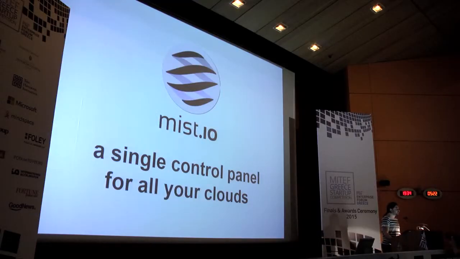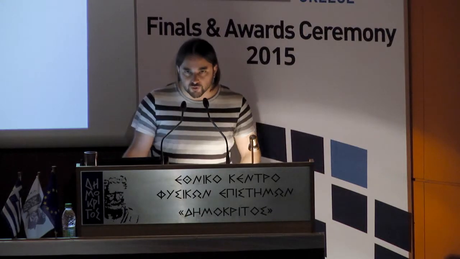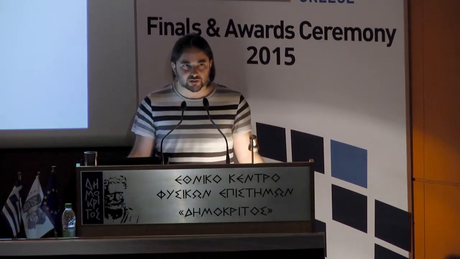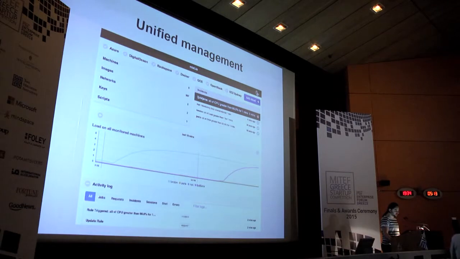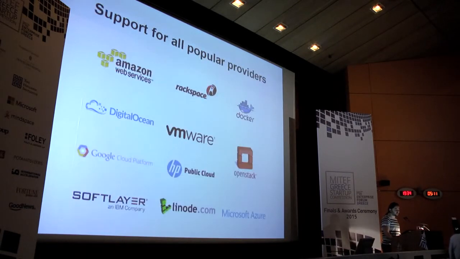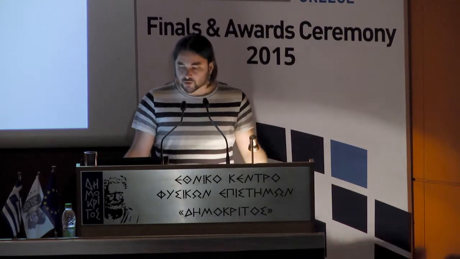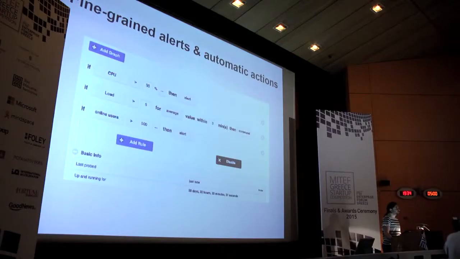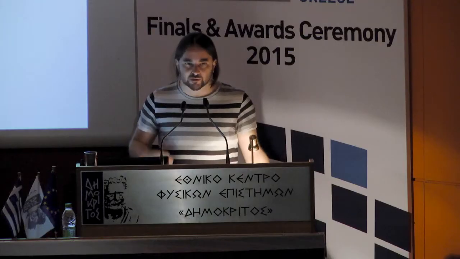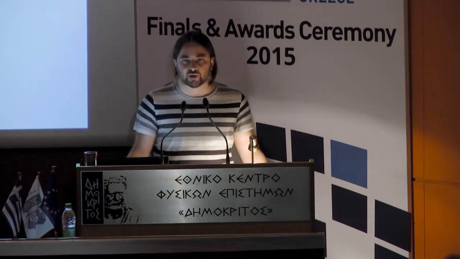Mist.io provides a single control panel for all of your clouds. You get a unified management interface and an API, and some command line tools that work with all the popular providers. You also get to monitor your machines, your applications, and any metric you like. You can configure rules that trigger alerts or automated actions, like auto-scaling or disaster recovery. And when you need manual intervention, you can do it from your smartphone or tablet.